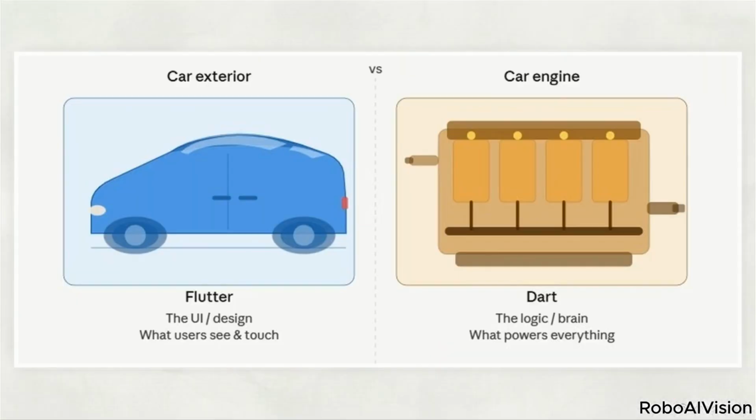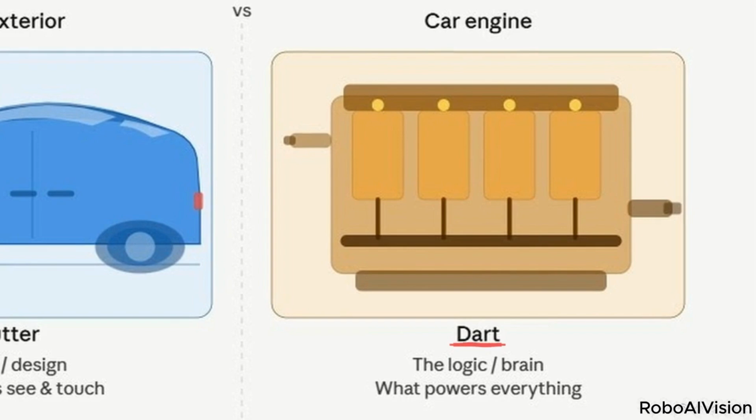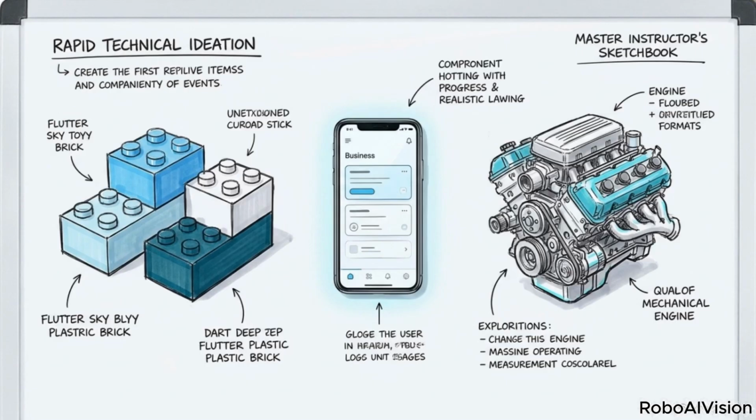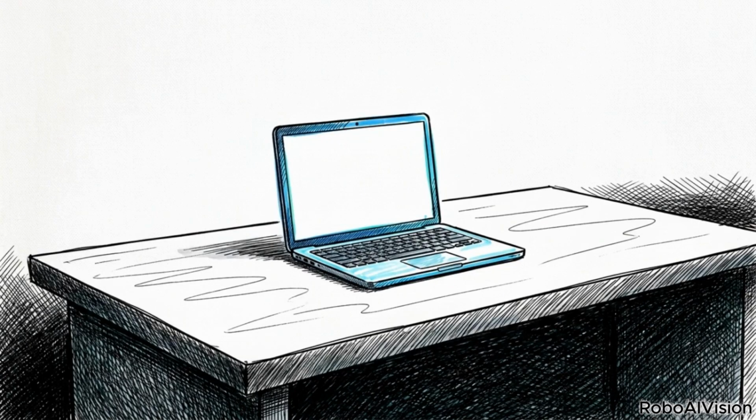This graphic shows the division of labor. If Flutter is the visual exterior of the car, the parts you see and touch, Dart is the mechanical engine underneath. Dart is the programming language that tells the app how to process data and respond to user clicks. Understanding this separation between visual design and background logic is the foundational mindset you need before we begin configuring the workstation. Step 1 is getting the right tools.